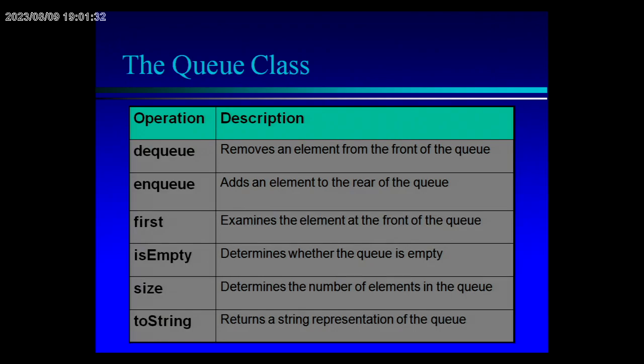What is meant by the size operation? It tells how many elements are in my queue. For example, if my queue contains 4 elements, the size is 4. If it contains 3 elements, the size is 3. That is the size operation. Then what is meant by to string? It represents returning a string for the queue.